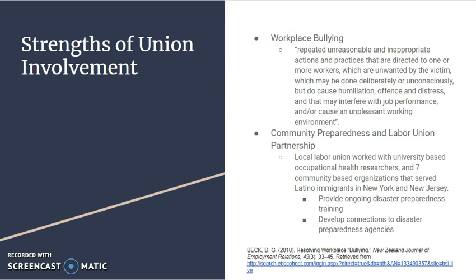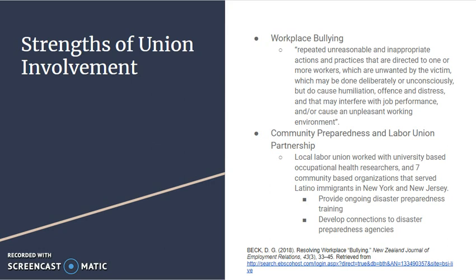But research by Beck looks at legislation enacted prohibiting workplace bullying. His research defines workplace bullying as repeated unreasonable and inappropriate actions and practices that are directed to one or more workers, which are unwanted by the victim, which may be done deliberately or unconsciously, but do cause humiliation, offense, and distress, and that may interfere with job performance and can even cause an unpleasant working environment.